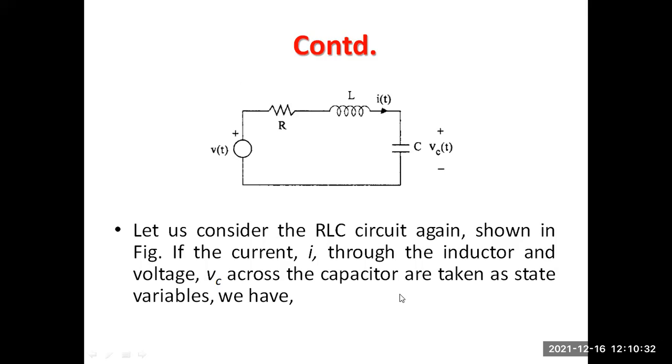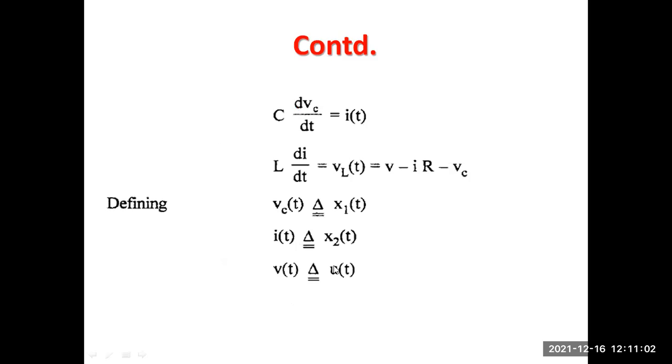Let us consider the same circuit, the RLC circuit, where resistance, inductance and capacitance are all connected in series, with series current i t and source voltage v t. If the current i through the inductor and the voltage Vc across the capacitor are taken as the state variables, as previously, these are the two state variables, because without them we cannot determine the complete behavior of the system.